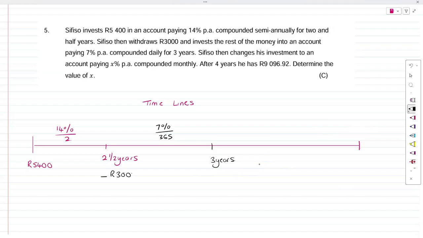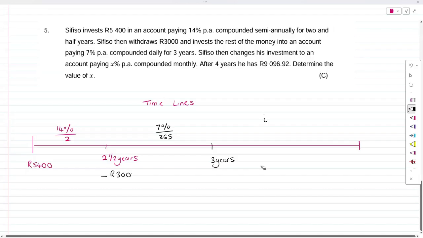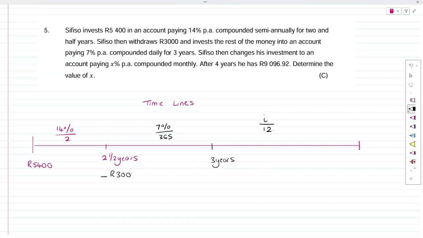This person then changes his investment to an account paying a certain amount monthly. So we don't know what the amount is. We know the interest is there, and that's over 12. We don't know what it is. And after 4 years, that means 4 years later, he has an amount of 9,096 Rand 92. What is the value of X?